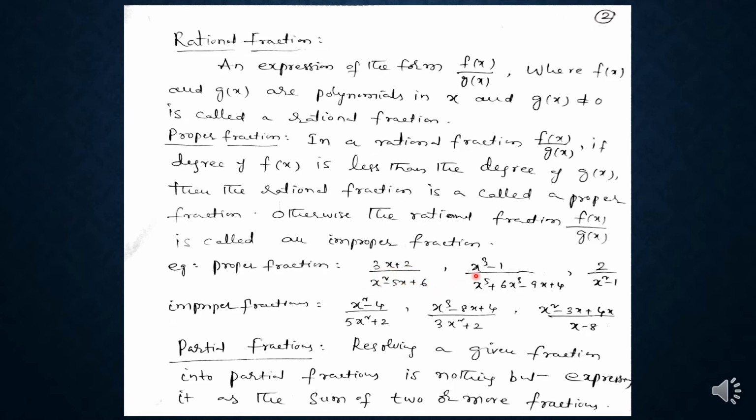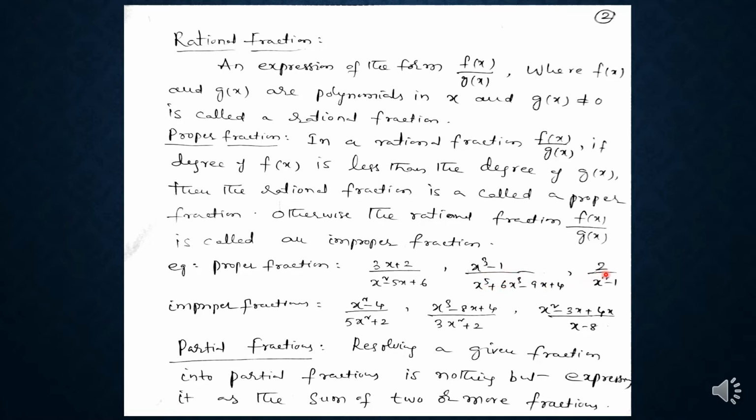Here also, you can see x³ − 1 in the numerator. What is the degree of the numerator here? 3. And what is the degree of the denominator? That is 5. So the degree of the numerator is less than the degree of the denominator. This is also a proper fraction.